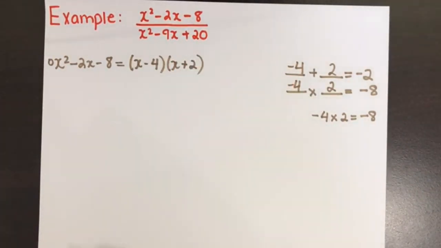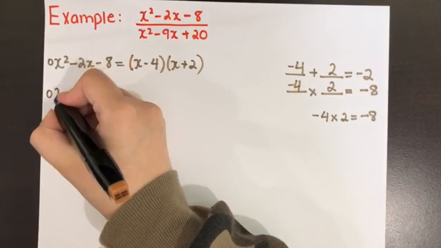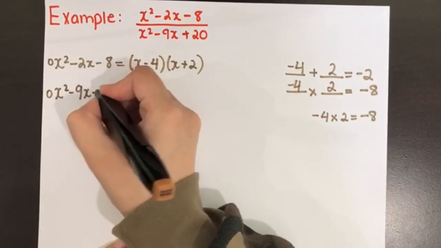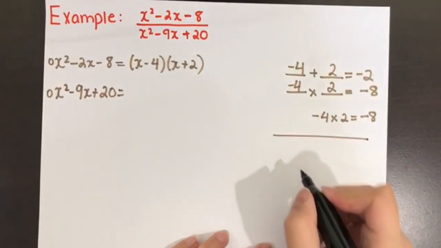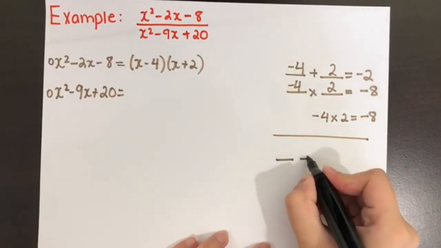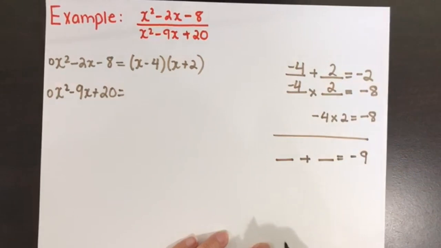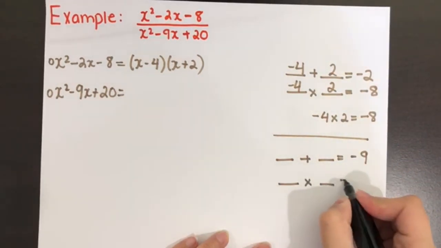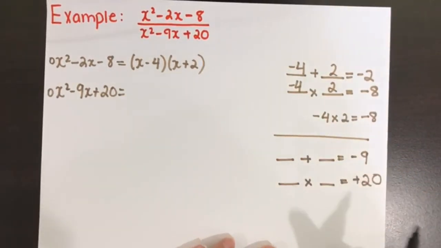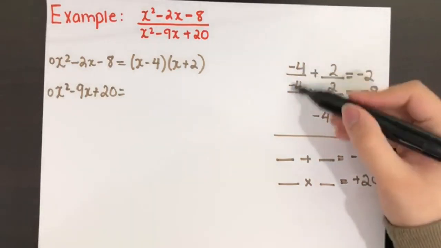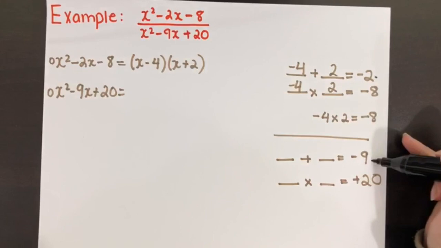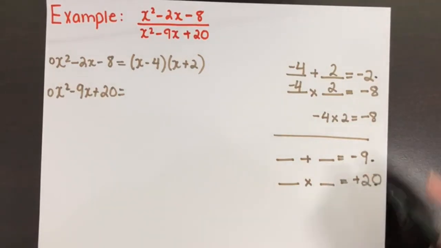Now let's look at the denominator. So we have x squared minus 9x plus 20. Same thing. You have to consider two numbers that add to give you negative 9 and multiply to give you positive 20. So make sure when you're finding these factors, the same two numbers have to add to give you negative 9 and multiply to give you 20.